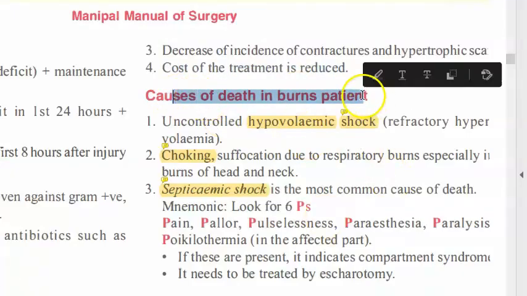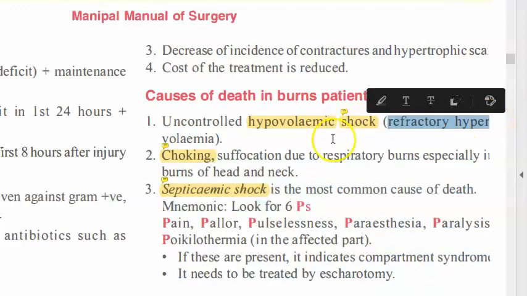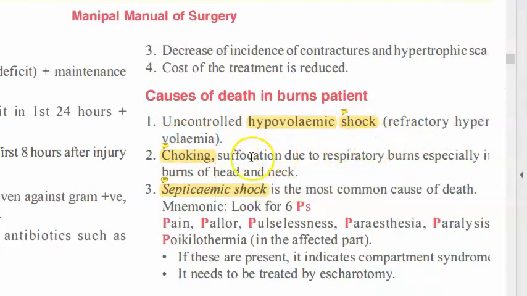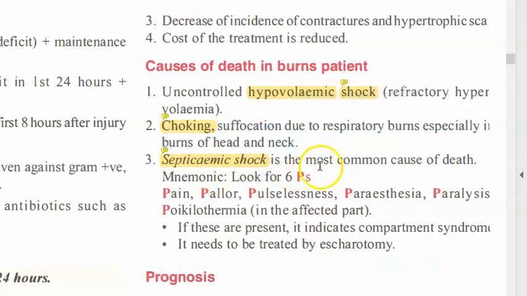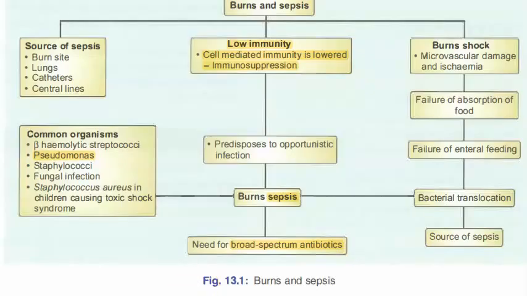Then, what are the causes of death in burns patients? Let's look at this. There can be hypovolemic shock, because they are losing all the intravascular fluid. There can be refractory hypovolemia. Then there can be choking or suffocation because of respiratory burns. And septicemic shock is the most common cause of death. This is very important to know. Look at this table here. They are telling you how sepsis occurs in burns patients.